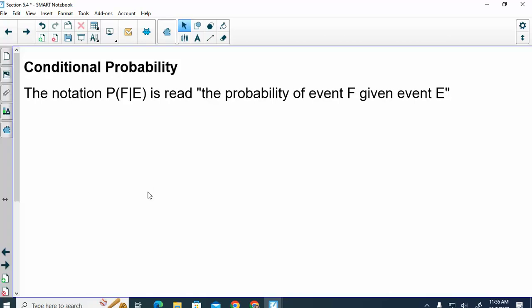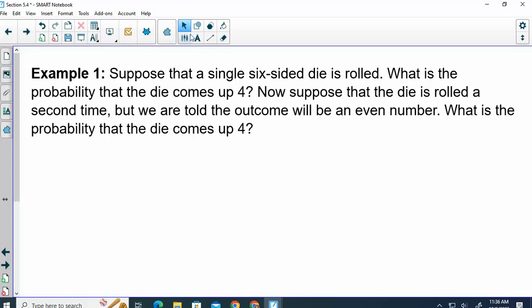An easy example to show the difference between regular probability and conditional probability is using a dice. So if I just roll a dice, what is the probability of me getting a 4? 1 in 6. There are 6 sides of the dice. We know one of those is a 4. So that's 1 in 6.